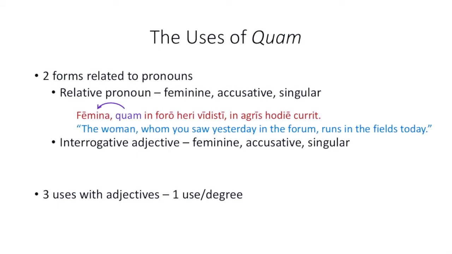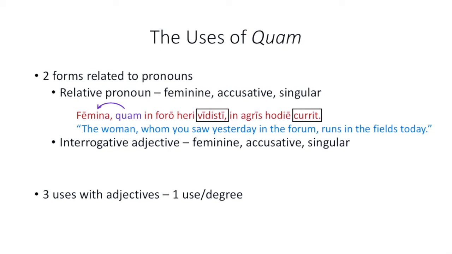And so in this example, femina quam in foro heri vidisti in agris hodie currit. Quam is your relative pronoun, and it has the feminine singular antecedent femina. And you can recognize that it's a relative pronoun because there are 2 verbs, one in the main clause of the sentence and one in the subordinate clause started by quam.